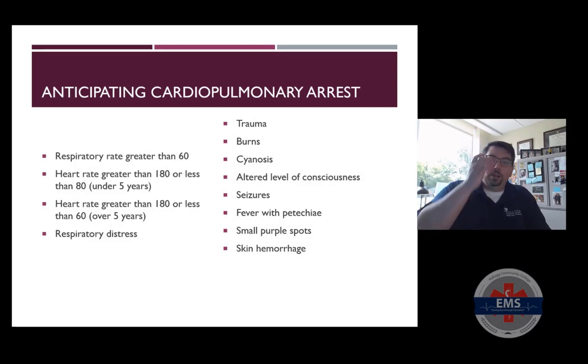We need to make sure we're also prepared to anticipate cardiac arrest in children. Here are some of those core things we look for. First is respiratory rate greater than 60, heart rate greater than 180 or less than 80 for those that are under 5, a heart rate greater than 180 or less than 60 if they're over the age of 5, and respiratory distress. Those are not major things, but they're things that have to stand out to you, that you're going to recognize this patient is at a very high risk for cardiopulmonary arrest. Other issues that we could see include things like trauma, burns, cyanosis, an altered mental status or level of consciousness, seizure activity, fevers with a rash or petechial rash, little purple splotches, small purple spots, or any type of skin hemorrhage as well.